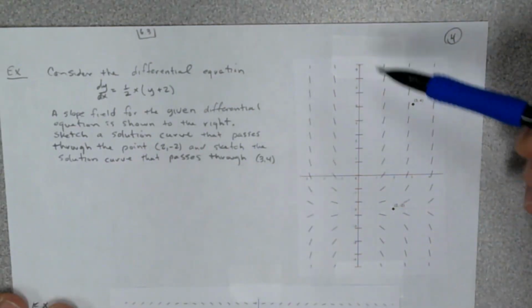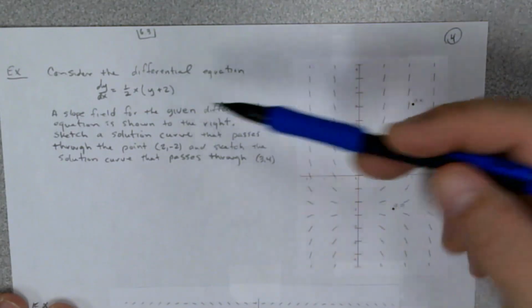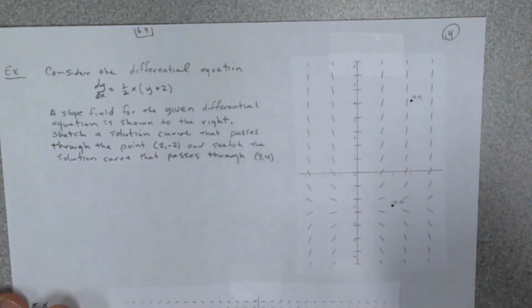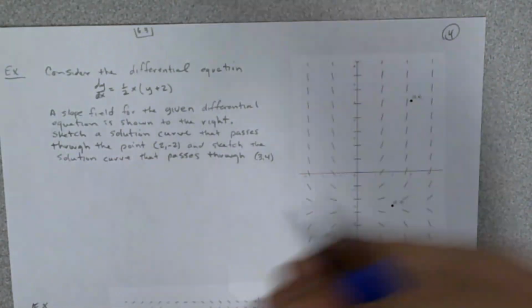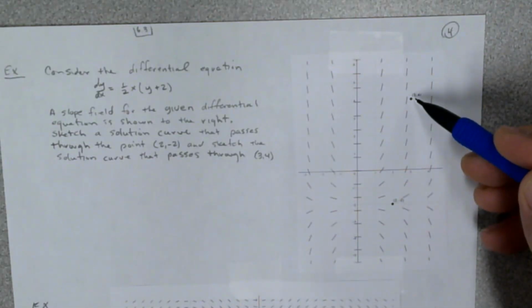Okay? So the first thing here is, here's a differential equation, 1/2 x times (y plus 2). A slope field for the differential equation is shown over here. Sketch a solution curve that passes through (2, -2), and then sketch another solution curve that passes through that. Remember, these are nested solution curves. Remember, like the very beginning, it had one on top of the other, so there's going to be one that goes to that point and one that goes to that point.